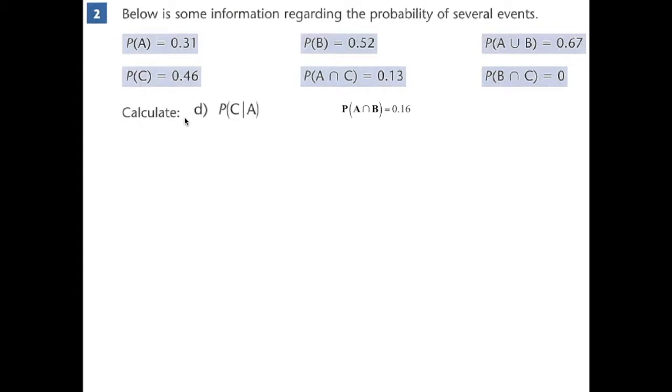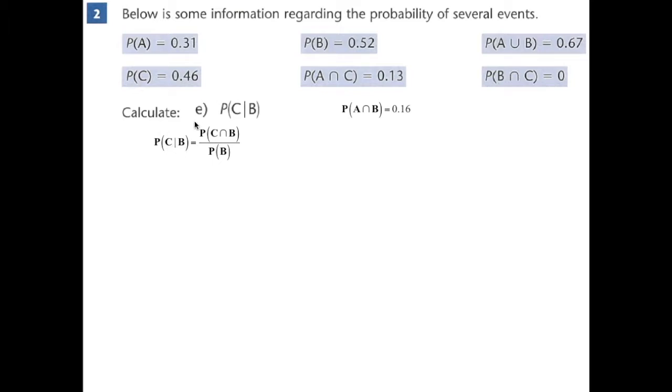These are identical. 2D. Probability of C given A. The probability of C given A is the probability of A intersection C, or C intersection A, I don't know why I wrote it backwards here, divided by the probability of A. So that is going to be 0.13 divided by the probability of A, which is 0.31. That gives us 0.41935, and to write that as a percent, I'm just going to move the decimal place 2 steps to the right, or multiply by 100. That gives me 41.935% approximately. And that's 2D.